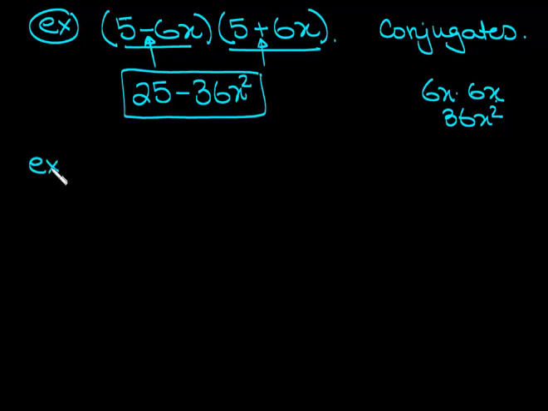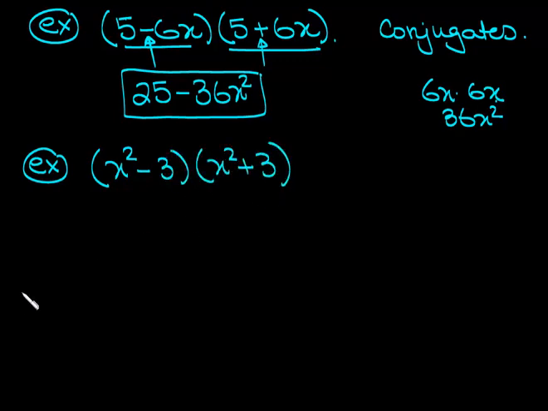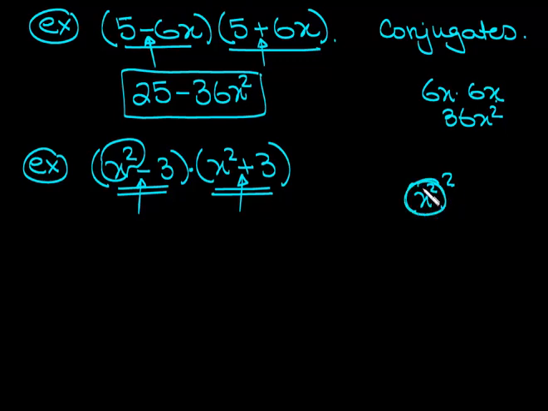Here's another example of that. Let's say you have x squared minus 3 and x squared plus 3. Again, I have two polynomials I'm multiplying. They're exactly identical. The only thing that's different about them is the sign in the middle. So I can speed this process up by just taking the square of the first term. What is the square of x squared? Because you want to square that first term.